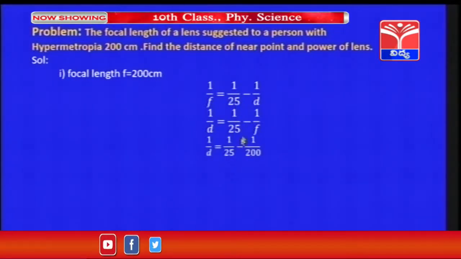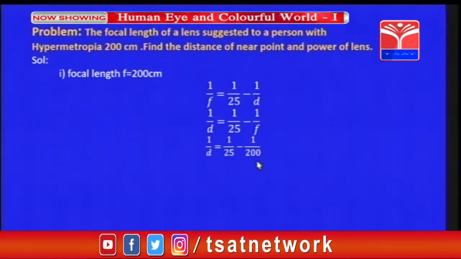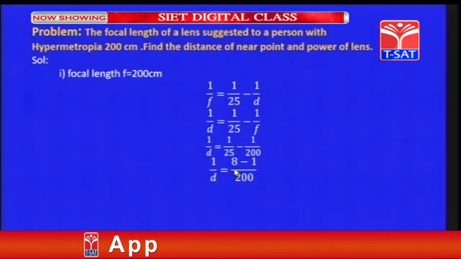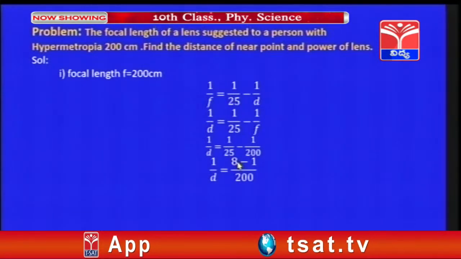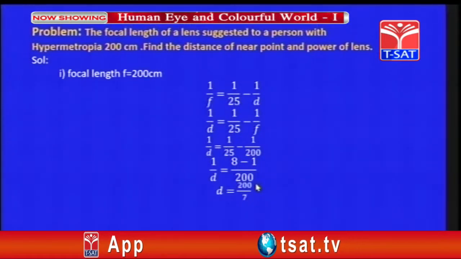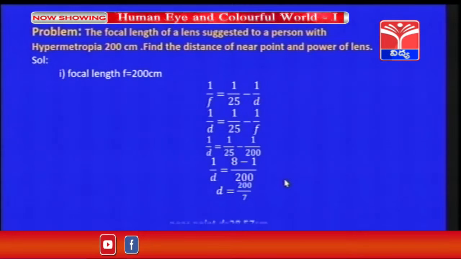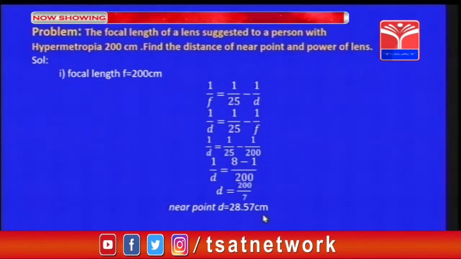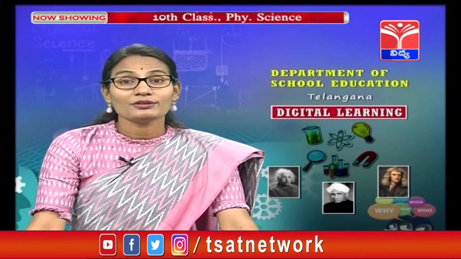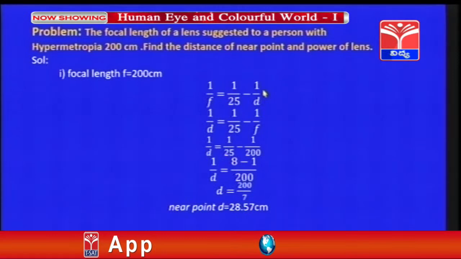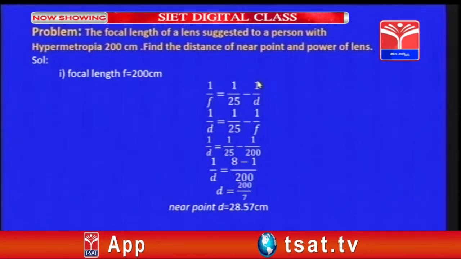Now 1 by D equal to 1 by 25 minus 1 by 200, as the focal length is given as 200. Taking the LCM as 200, you will get 8 minus 1 by 200. Now D is equal to 200 by 7. Now the near point D is equal to 28.57 centimeters. So we use here the focal length of the convex lens for the hypermetropia defect.